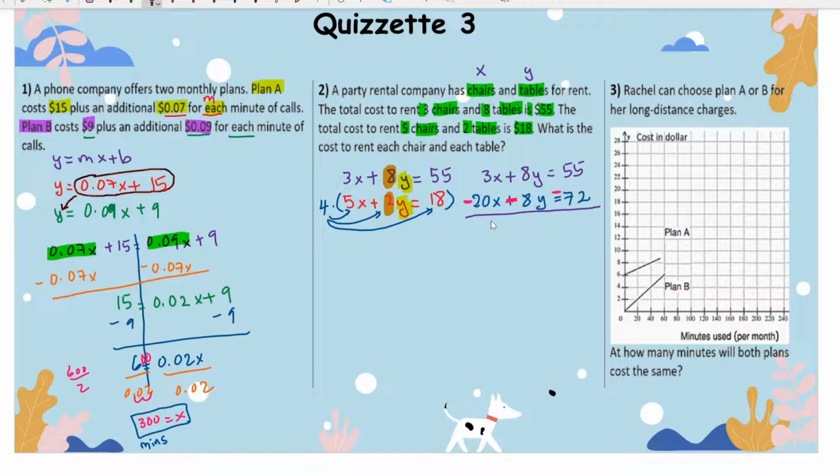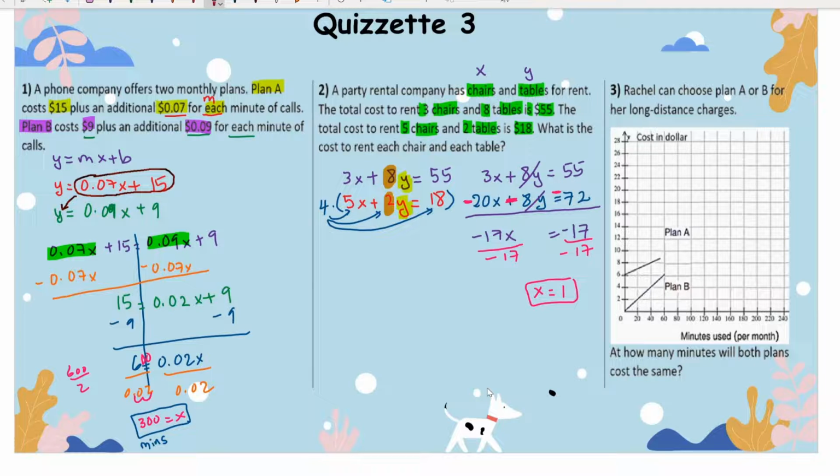So 3x minus 20x will be -17x. 8y minus 8y cancel each other out. 55 minus 72 will give you -17. Alright, then we divide both sides by -17. You will have x equal to 1.